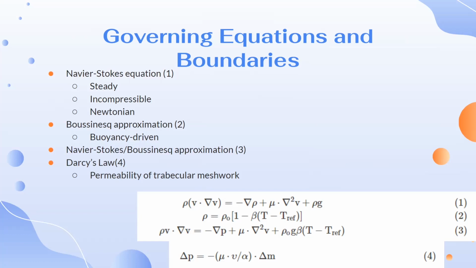The governing equations consist of Navier-Stokes for incompressible flow, equation 1, and the Boussinesq's approximation to account for temperature variations in the eye, equation 2, resulting in equation 3. Equation 4 shows Darcy's law, which is used to understand the flow through the trabecular meshwork, where Q is the volumetric flow rate, alpha is the permeability of the trabecular meshwork, mu is the viscosity of the aqueous humor, and delta M is the height of the trabecular meshwork.